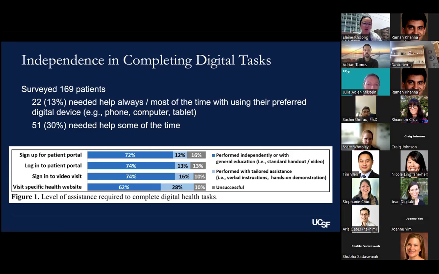Some of these aren't entirely telemedicine specific, but I think it highlights again that digital literacy certainly is a challenge, and the extent of that is pretty substantial. You can't just send them a tip sheet or send them to a video. There are some people who really need a ton of help.